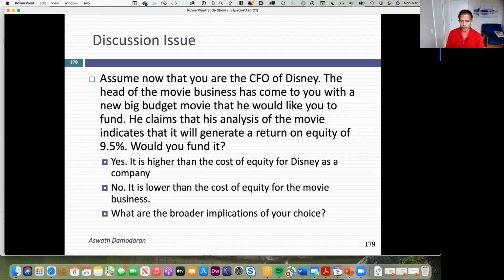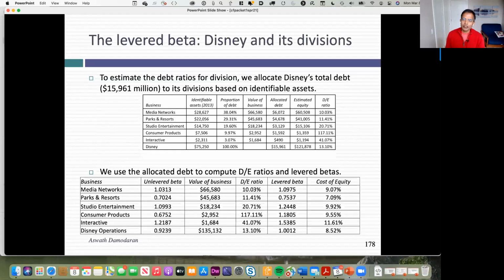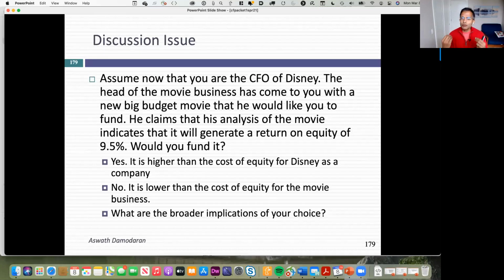Go back to the previous page. What's the cost of equity for Disney as a company? 8.5%, right? 9.5% is higher than the company's cost of equity. What's the cost of equity for the movie business? It's 9.9%. So I'm offering you a project that makes more than the cost of equity for the company, but it's less than the cost of equity of the business that the project is in. This is perhaps the biggest mistake made in corporate finance. Let's see if we can avoid it.